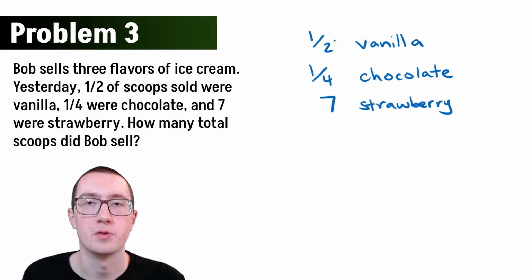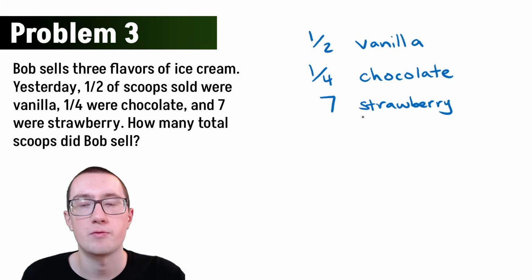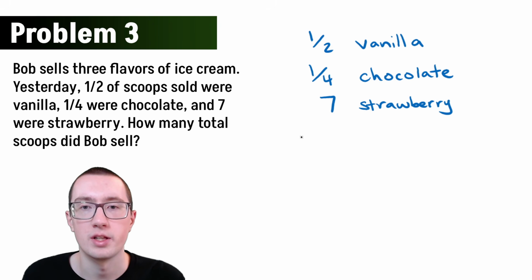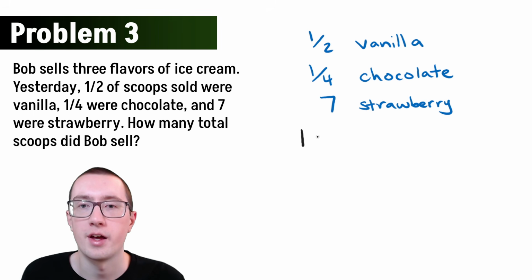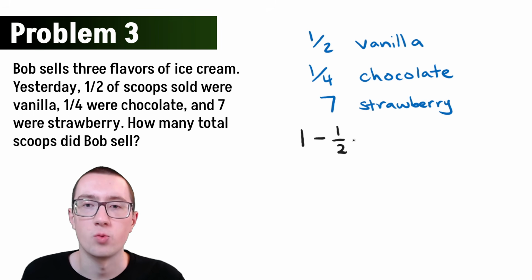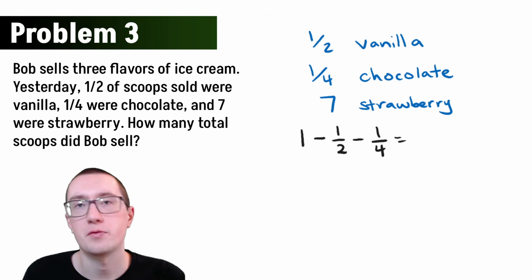So 1/2 of the scoops sold were vanilla, and 1/4 were chocolate. So what's left over for strawberry? Well, let's start with 1, right? 1 is the total of all the fractions. And then 1/2 is being taken up by vanilla. And then 1/4 is being taken up by chocolate. So what's left for strawberry?